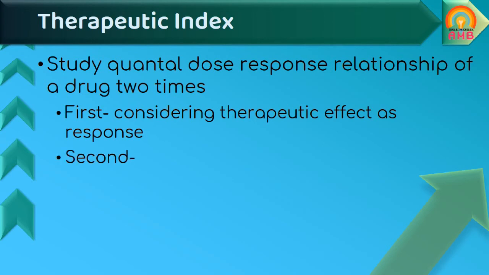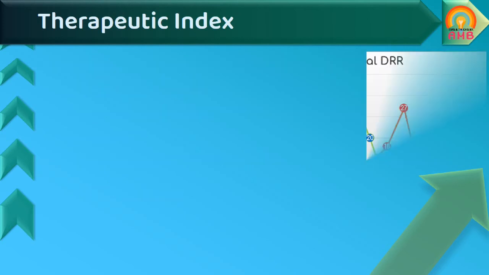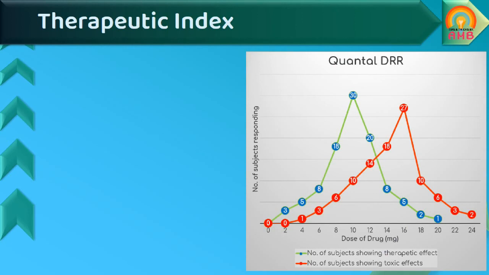In second case, we have to consider response as toxic effect of same drug in same subject population. Here we are checking whether toxic effect is produced or not in subject population and at what dose it is produced. Then plot a graph by considering the data obtained as drug dose against number of subjects responding. Here you can see graph of dose of drug A against number of responding subjects.